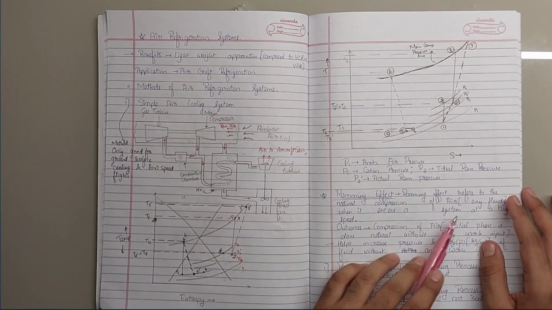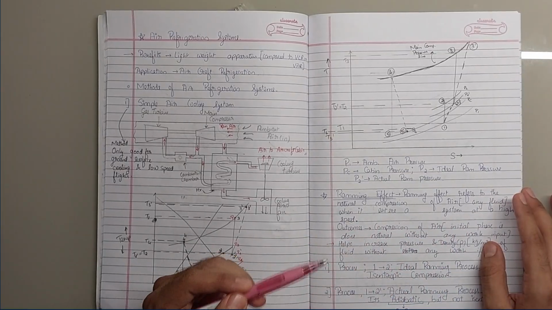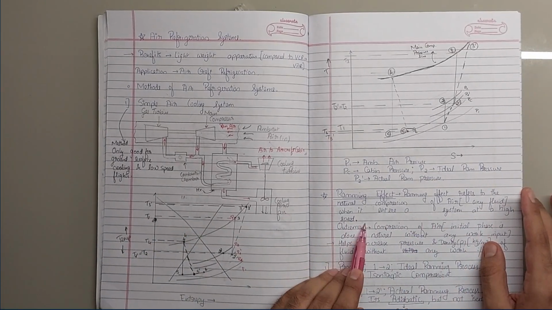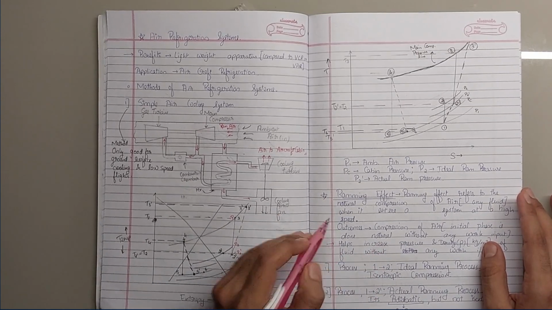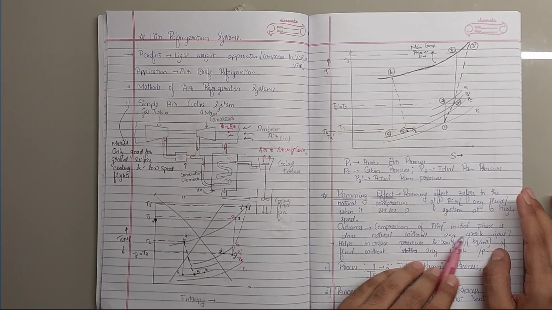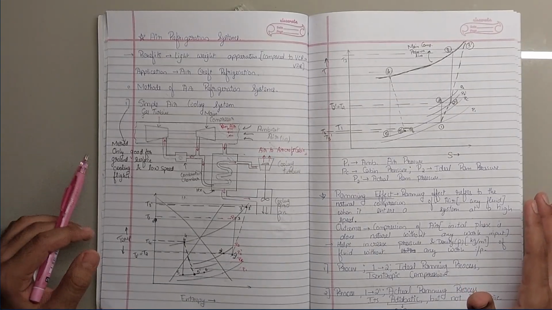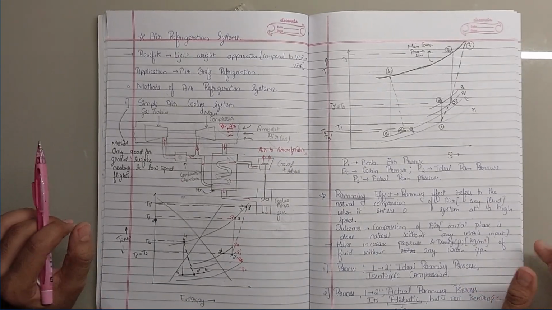Here we can see the ramming effect. As we said, it is the natural compression of air when it enters a system at a very high speed. What are the outcomes of a ramming effect? Compression of air naturally without any input work done. It helps increase the pressure and density of any fluid without any work input.